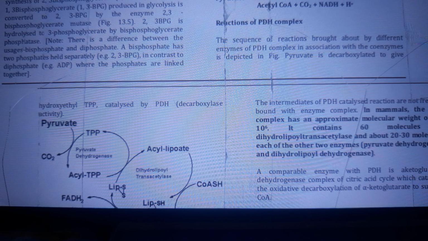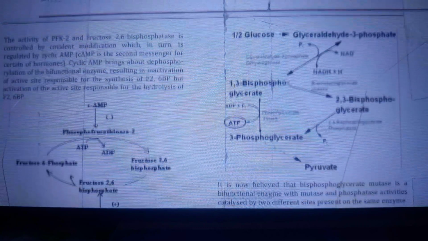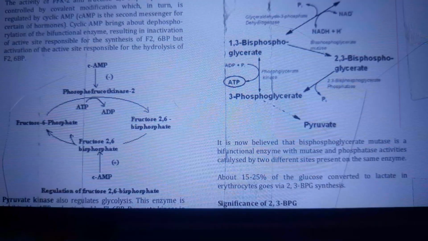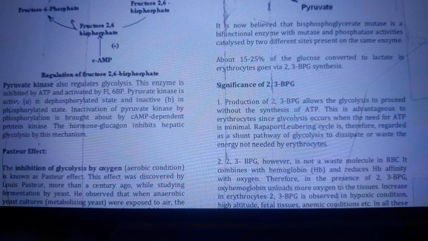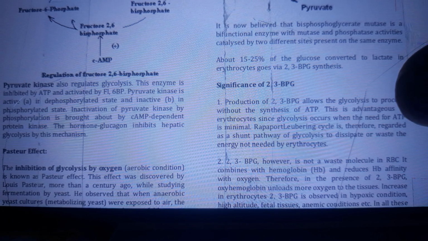Note, there's a difference between the usages bisphosphate and diphosphate. A bisphosphate has two phosphates held separately, like 2,3-BPG, in contrast to a diphosphate, for example ADP, where the phosphates are linked together. And 1,3-BPG, one half of glucose, gives glyceraldehyde 3-phosphate. It is now believed that bisphosphoglycerate mutase is a bifunctional enzyme with the mutase and phosphatase activities catalyzed by two different sites present on the same enzyme. About 15 to 25% of the glucose converted to lactate in erythrocytes goes via 2,3-BPG synthesis.